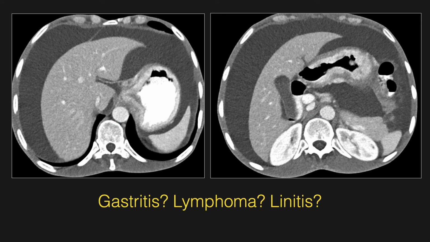Let's practice with this case of abnormal gastric wall thickening. What do you think is the most likely cause? Gastritis, lymphoma, or adenocarcinoma? In this case, the stomach wall is diffusely thickened and has some areas of increased enhancement and also some areas of edema. There's also a lot of ascites, so what diagnosis should we favor?